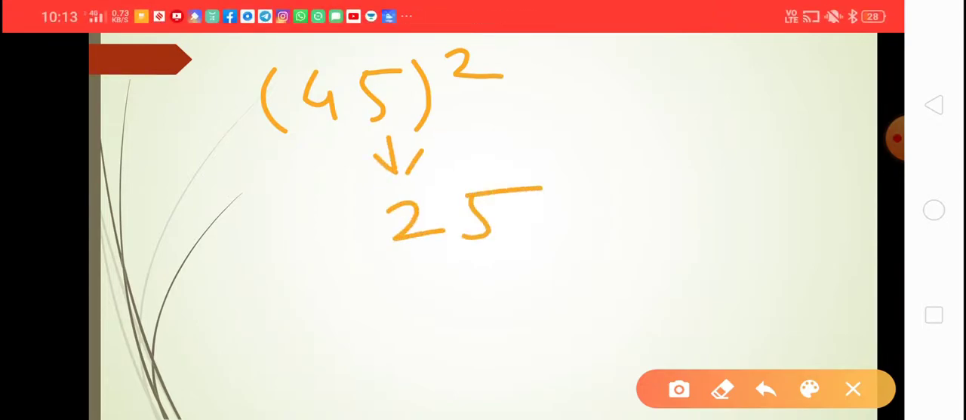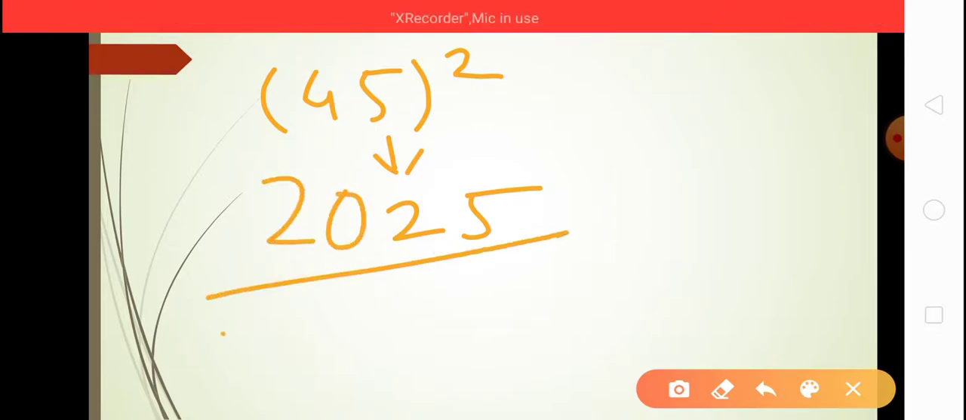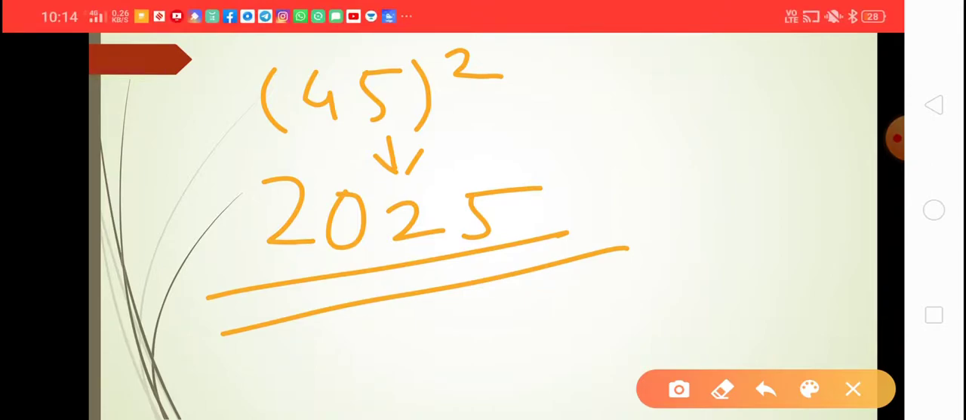Let me give you one more example with this second technique, in which we have a two-digit number and the unit place is 5. Let's take an example of 45. We write the square of 5, that is 25. Then we take 4, add 1 to it, it becomes 5, and 5 into 4 becomes 20. We write 20, and this is nothing but the square of 45. This is how simple it is.